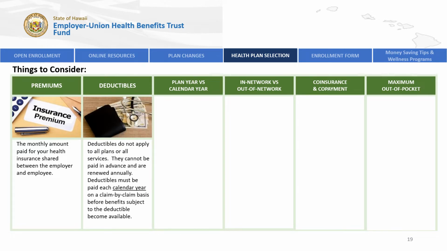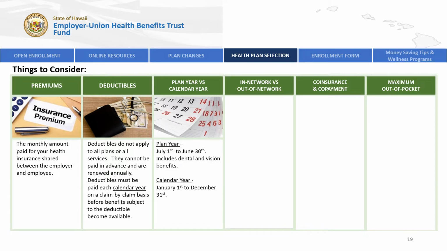Deductibles. Consider whether your health plans have services subject to a deductible and be sure you understand how they work. Deductibles do not apply to all plans or all services. They cannot be paid in advance and are renewed annually. Deductibles must be paid each calendar year on a claim-by-claim basis before benefits subject to the deductible become available.